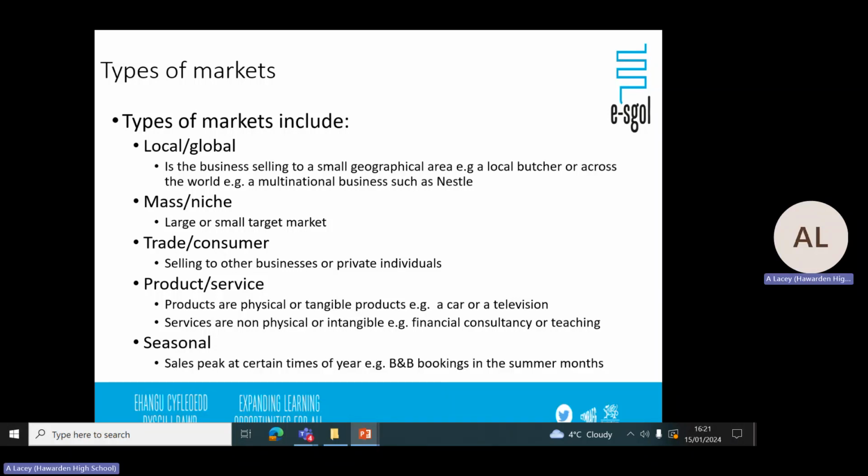And then you've got seasonal. These are the types of things that might peak at certain times of the year, like B&B bookings, for example, in the summer months, maybe ice cream in the summer months, Christmas decorations, Christmas trees, Baileys, for example, might be quite seasonal.